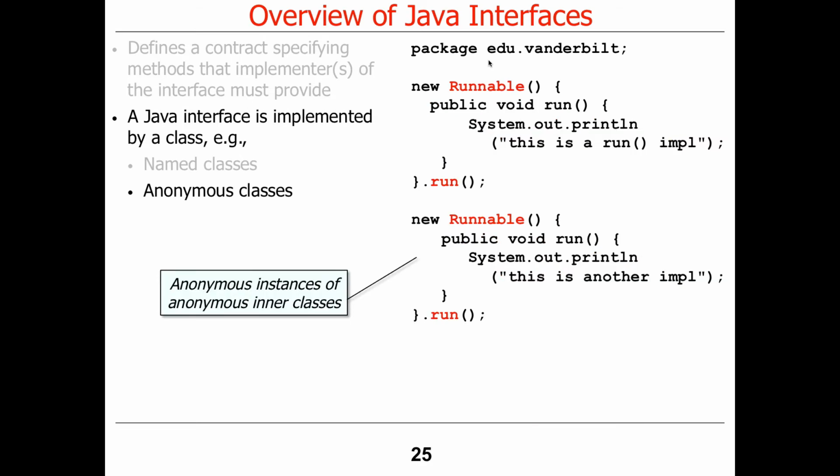And here's a case where we're making an anonymous instance of an anonymous inner class. And it's an inner class because, of course, this would have to be nested inside something else.